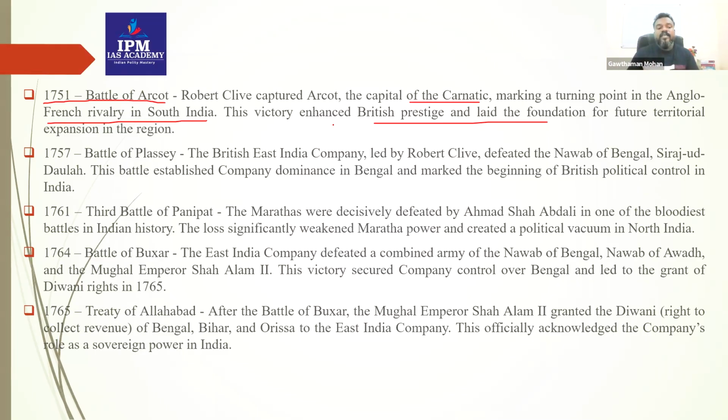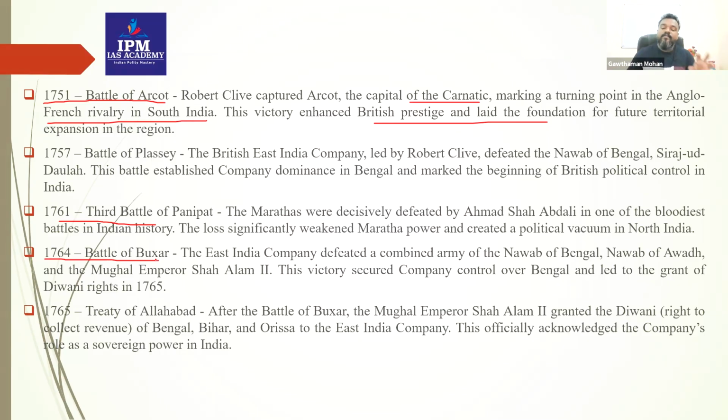Now, in 1761, the third Battle of Panipat happened. What is it? The Marathas were decisively defeated by Ahmad Shah Abdali in one of the bloodiest battles in Indian history, and the loss significantly weakened Maratha power and created a political vacuum in North India also, because the Marathas had tried to establish their power in the northern regions also, and here Ahmad Shah Abdali defeated the Maratha Empire, which became a problematic phase for the Marathas in India, especially in the southern regions and also in the northern regions.